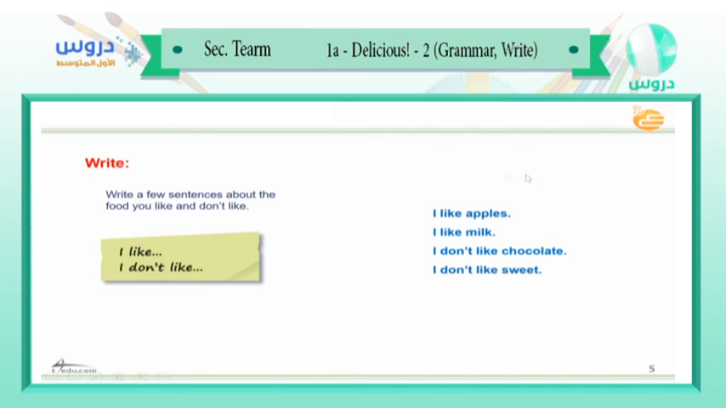Okay? Those are some examples. I want you, after we finish our lesson, to write as many sentences as you can with like and as many sentences as you can with don't like. Okay? Very nice. Like 5, 6, 7, 10, 15 sentences, as much as you can. When I say like, I mean I love apples. I like them. I love them. I don't like, I hate chocolate, for example.